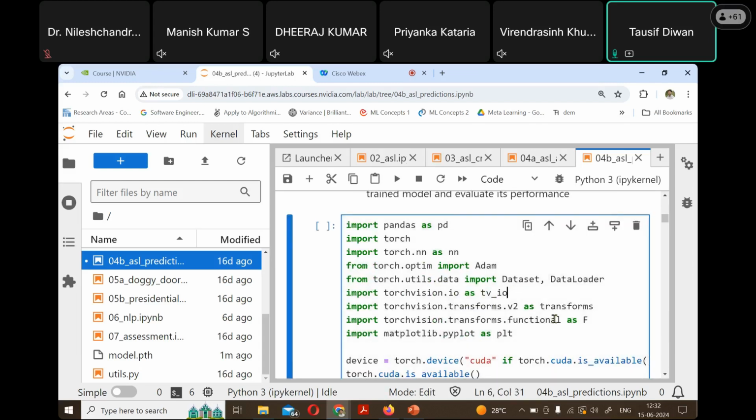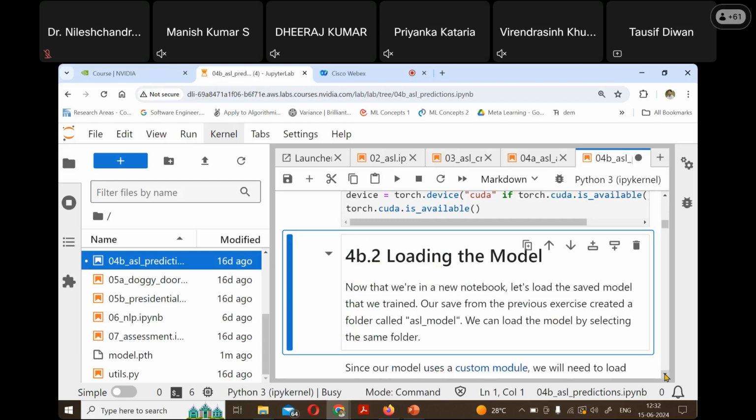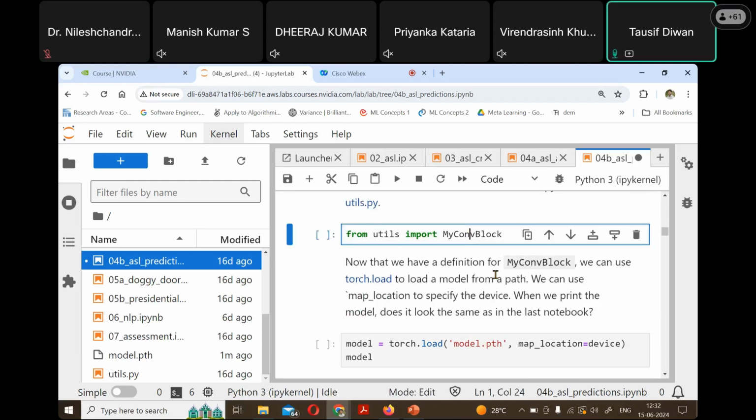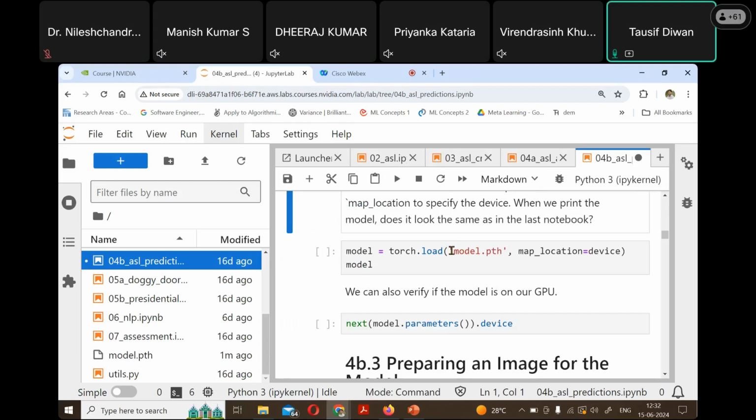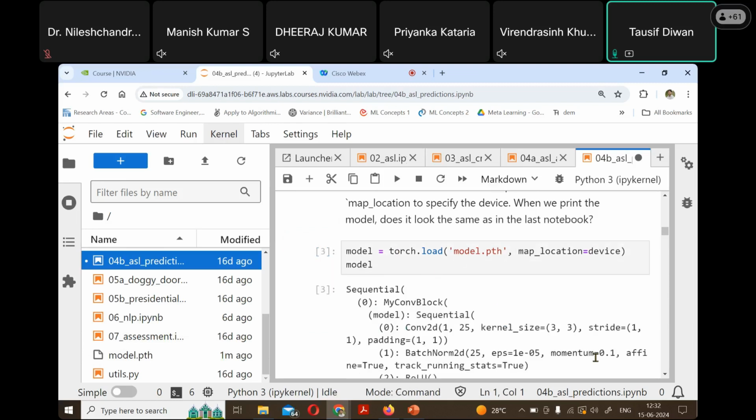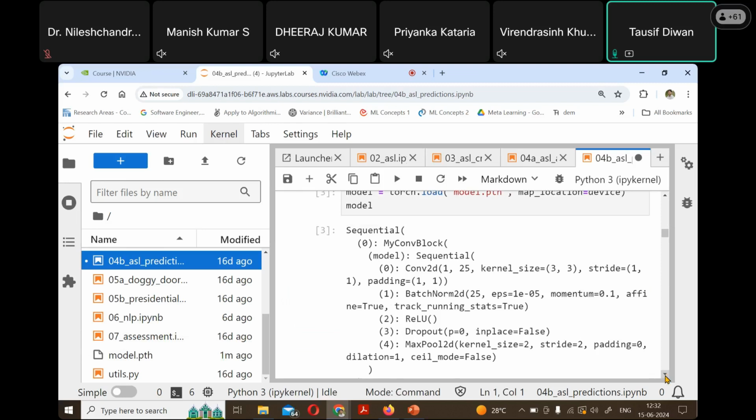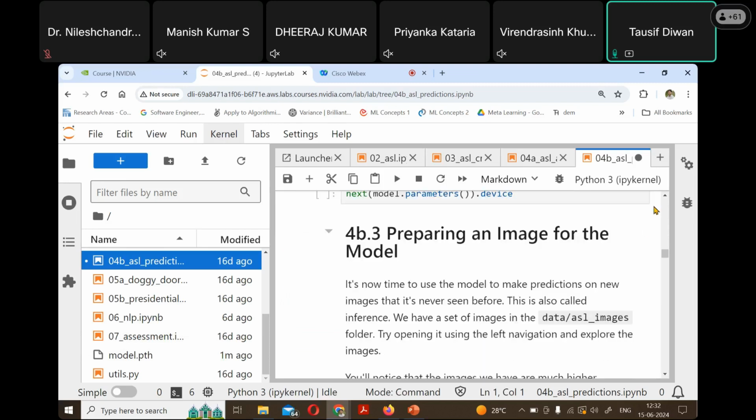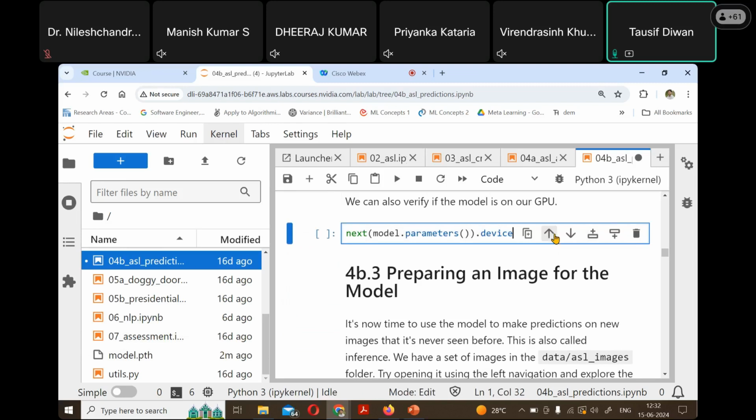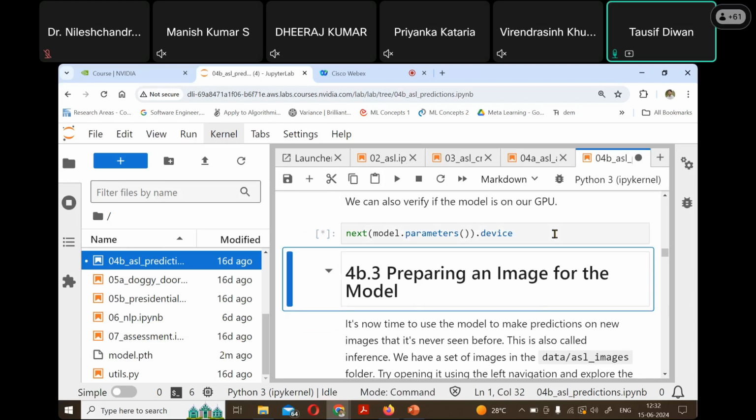Fine. These are the supported libraries. Then next one, loading the model. From utility, import my convolutional block. This is the utility that is required over here. Now model.pth is once again loaded into the model. We can also print the shape, and exactly the same shape is printed. Along with the shape, the updated trained parameters are also loaded. We need to shift the model to the GPU.